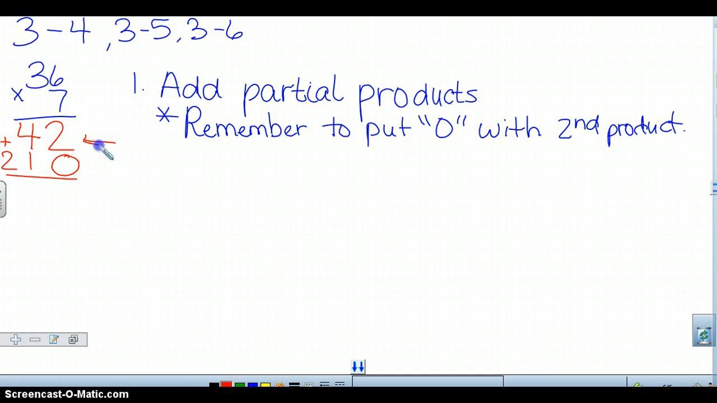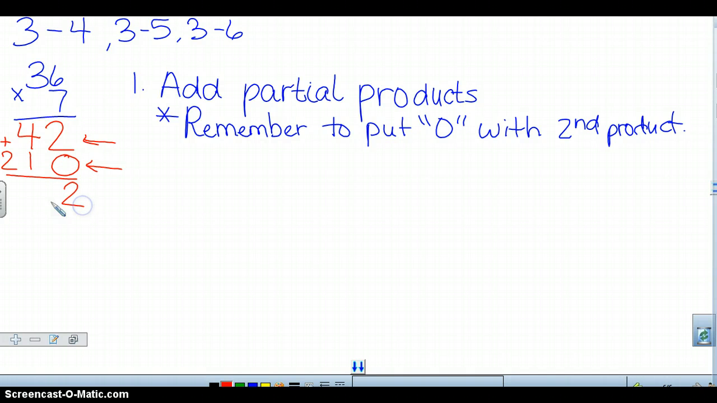The 42 and the number 210, those are called partial products. That term is what I mean when I say partial products, okay? So I found my first partial product. I found the second one. I had to remember to put a 0 in the ones place, okay? And now I can add.